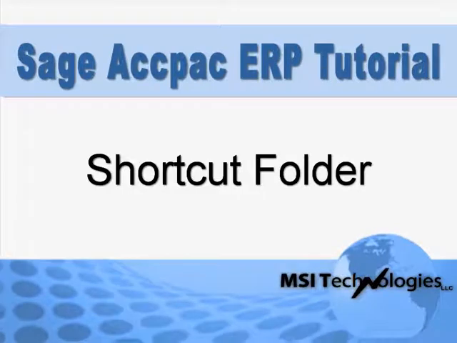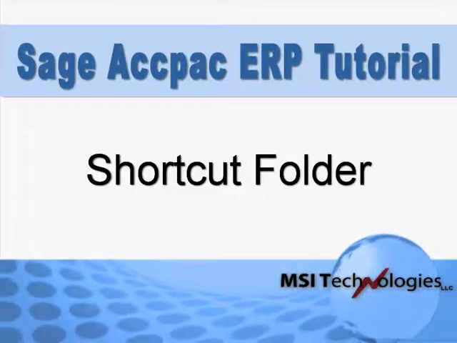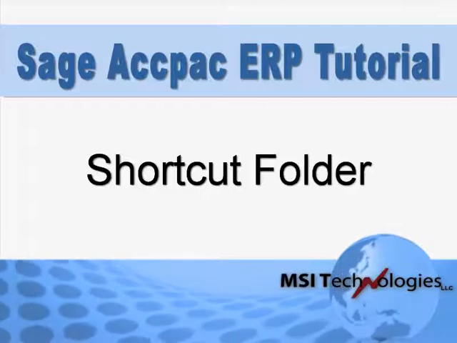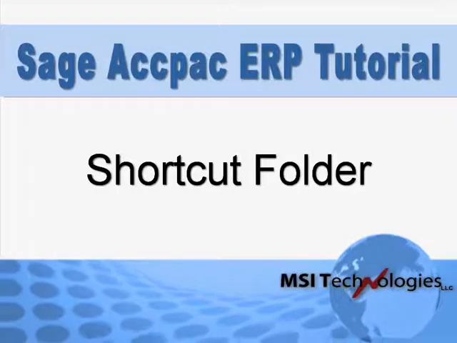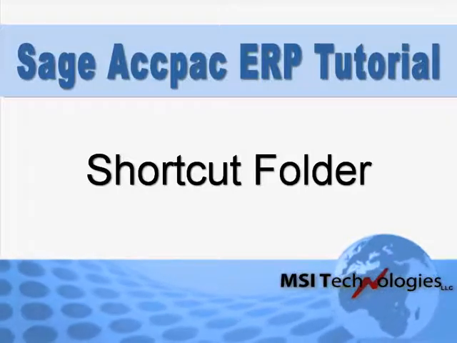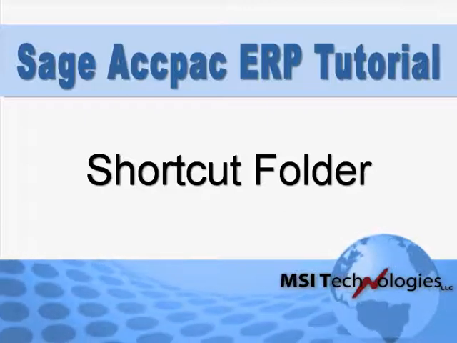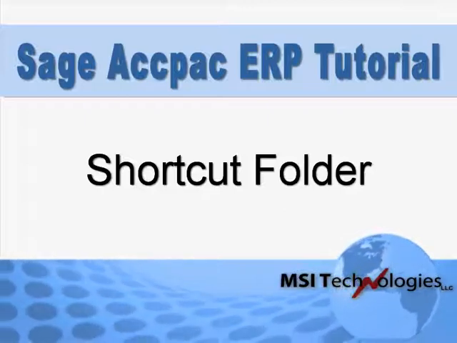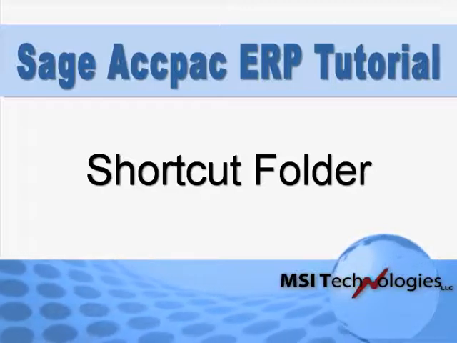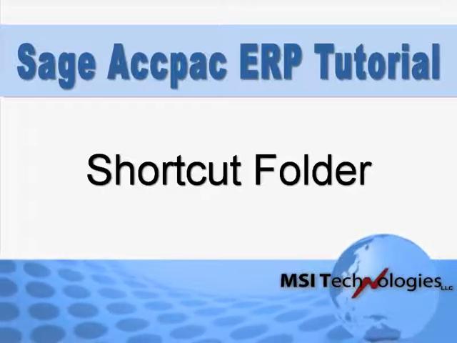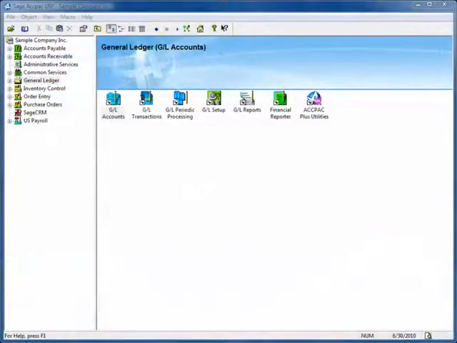Most users of Sage Accpac ERP have very focused job responsibilities that are limited to a specific set of accounting functions. If this describes your use of Sage Accpac, then wouldn't it be great if you could access these specific functions without having to navigate through menus and icons? Well, you can, and in this tutorial, we'll show you how to group shortcuts to your most used functions into your own folder on the menu tree. So let's jump right in and take a look.